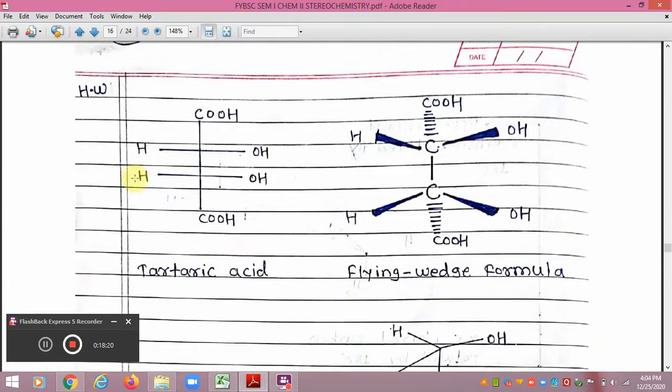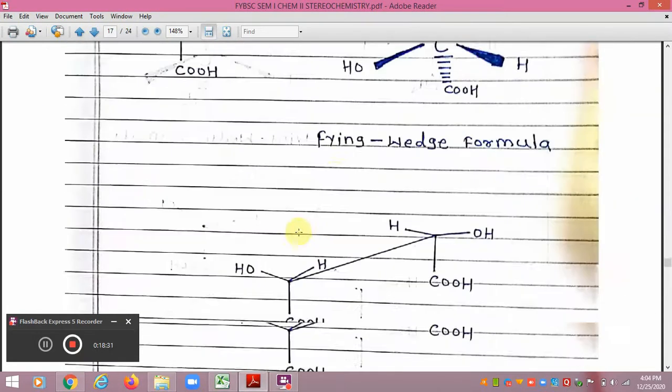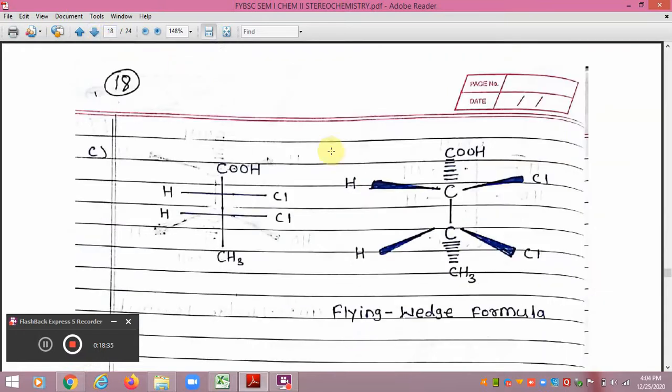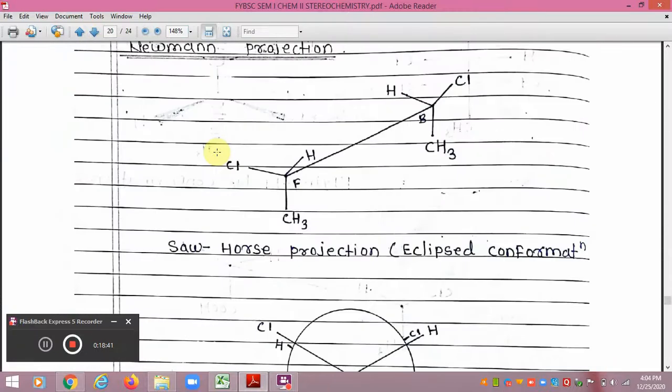Now these are some homeworks. Dear friends, I request you to go through this example for the conversion of Fischer projection into Sawhorse projection. These are the different examples. Again, this is another example. A number of examples are given.